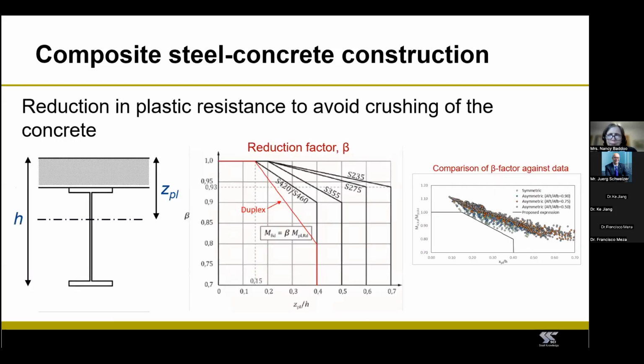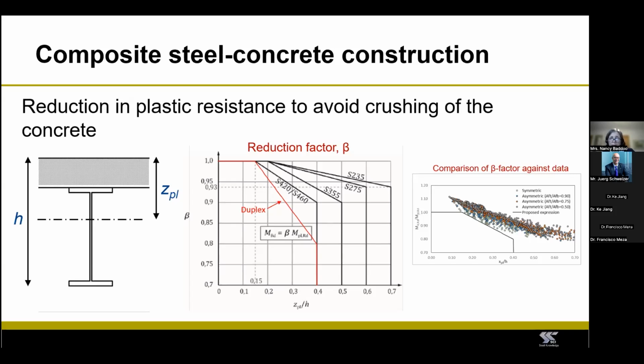So when calculating the bending resistance of composite beams made of carbon steel, your design code will tell you that the plastic bending resistance you get when assuming a stress block distribution, you have to reduce it if the position of the plastic neutral axis is below a certain amount. This is because you have to avoid premature failure due to crushing of the concrete slab. And in the Eurocodes, we call this a beta reduction factor, and it reduces linearly as the position of the neutral axis moves down. Now, you've probably worked out that because of the more rounded stress-strain behavior of stainless steel, you need to use a different beta factor.